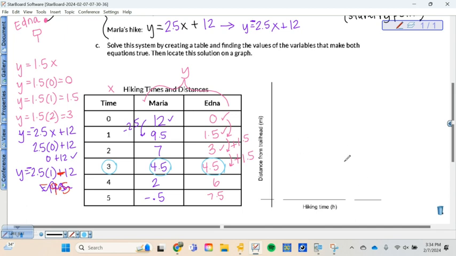The table, not the graph. Does that mean like Maria went underground? Yeah, she just kept walking past the trailhead. Good. It'd be pretty weird.